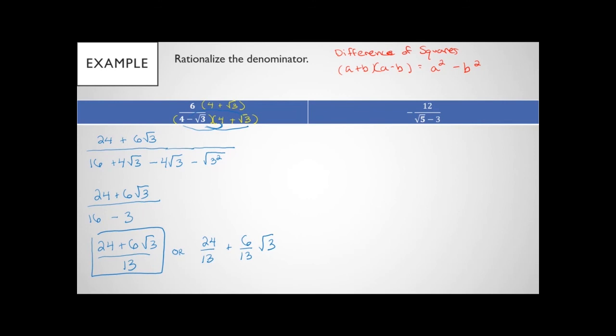Okay. So the second one on the right, we have a negative, and then we have 12. So if we want, we can put that negative up with the negative 12.